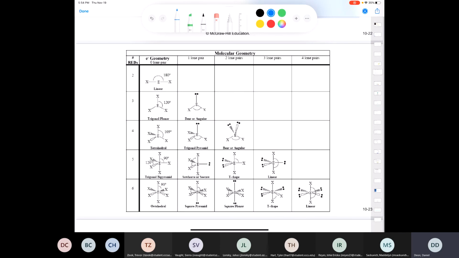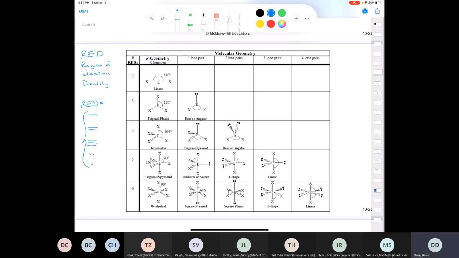And again, where it says here, number of REDs, RED stands for region of electron density. Okay? And a RED can be either a single bond, a double bond, a triple bond, a lone pair, or a radical. Each one of these counts as one region of electron density. So if I have two REDs, the only possibility is to have two bonds.